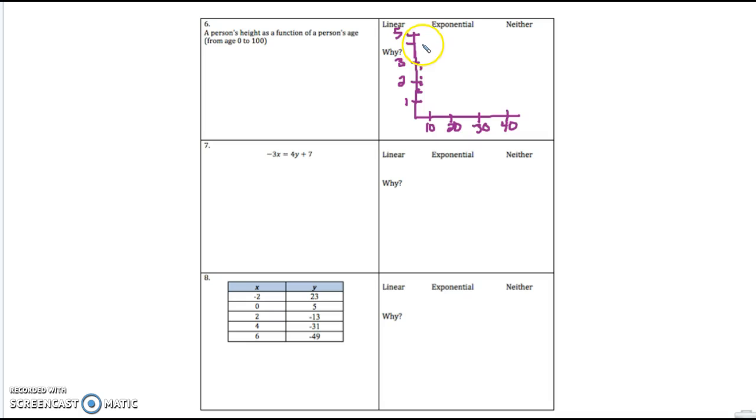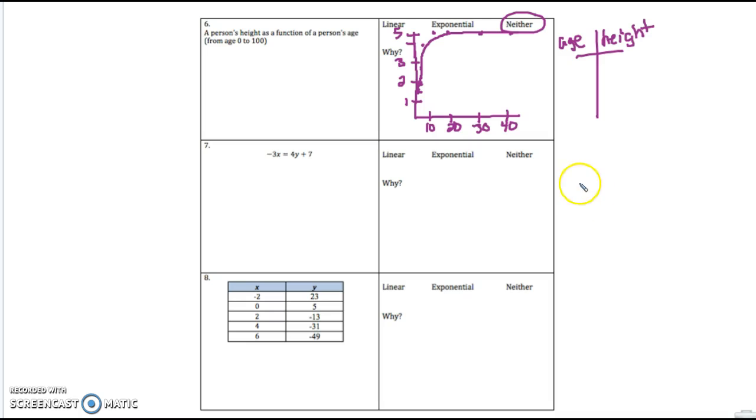At 10, she was probably about 4 feet. And then at about 15, she probably topped out at 5 feet. But at 20, she was still 5 feet. And at 30, she was still 5 feet. And at 40, she was still 5 feet. And do we all grow at the same rate? No. So this isn't linear, or exponential keeps going. This is going to be another example of neither. You could make a table too for me for age and height. You could give me some examples of age and height and show that there is no constant relationship.